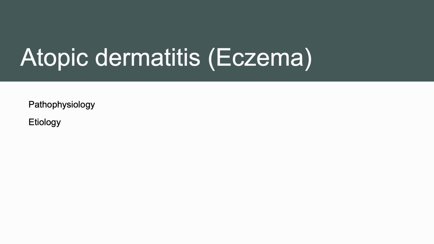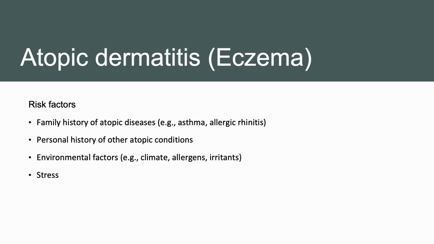Mutations in the filaggrin gene, which is important for skin barrier function, are commonly associated with atopic dermatitis. So risk factors are family history, personal history of other conditions such as asthma and allergic rhinitis, or history of eczema, and environmental factors. Also, stress.